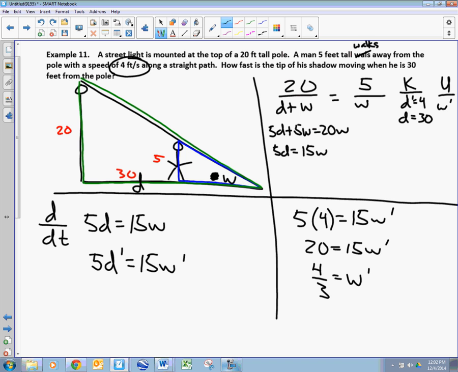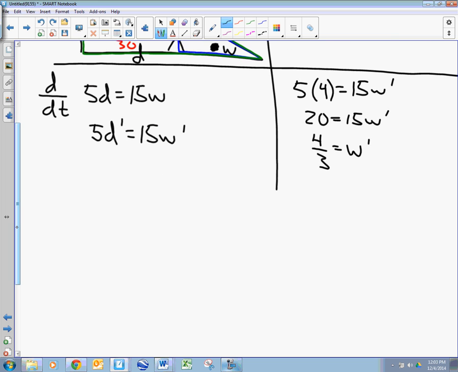So when you see this, the tip of the shadow is moving 4/3 feet per second away from the man. But the man is also moving at what rate? 4. So the answer is 4 plus 4 over 3, or 16/3 feet per second. Does that make sense?